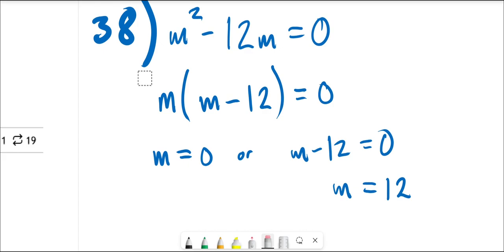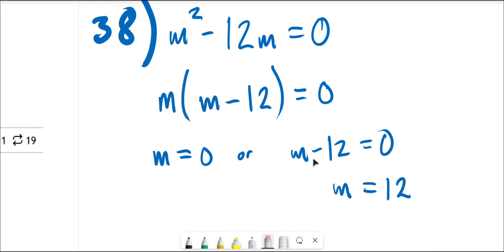Remember, that's always your first step, to see if you can take a greatest common factor out of every term. In this case, there's an m in each term, so we can divide that to the front, rewrite this as m times m minus 12, FOIL it back in if you want to make sure that is the correct factored form. And now setting each factor equal to 0, we have either m itself is equal to 0 or m is equal to positive 12.